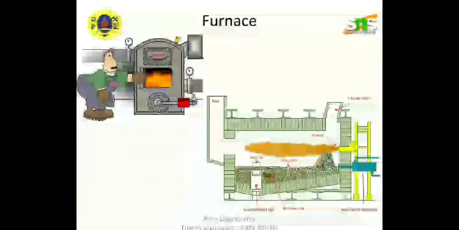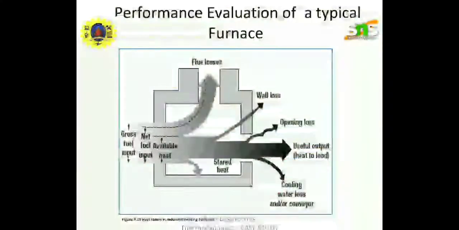Furnace. This is the furnace. How it works, we will discuss in the upcoming slides. Performance evaluation of a typical furnace. Here is the heat loss in an industrial heating furnace: gross fuel input and net fuel input, the available heat, wall loss, opening loss, useful input, cooling water loss, and the conveyors.